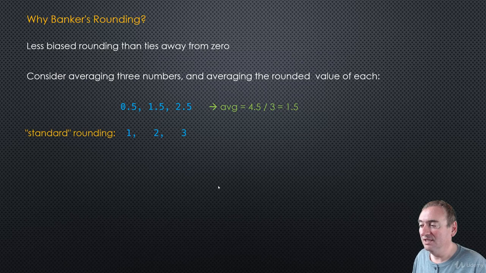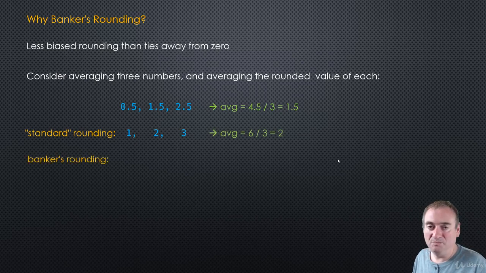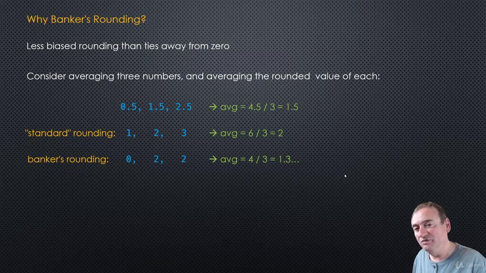So using standard rounding, 0.5 would become 1, 1.5 would be 2, 2.5 would be 3. If we find that average, we get 6 divided by 3, which is 2. On the other hand, if we use Banker's rounding, 0.5 will round to 0, 1.5 will round to 2, and 2.5 will also round to 2, right? Every time we're rounding to the even. So now if we take a look at the average, this sum divided by 3 is 1.3 recurring, which is a little closer to 1.5 than 2 was. So this is what we mean by it's less biased than always moving away from 0.